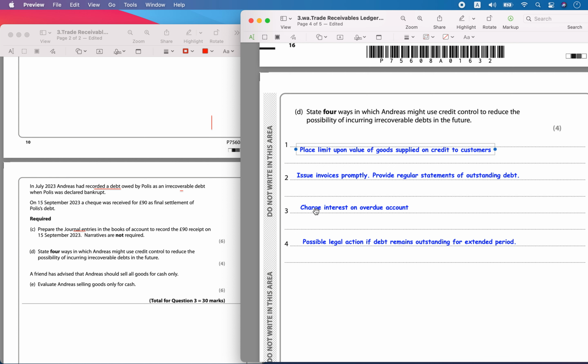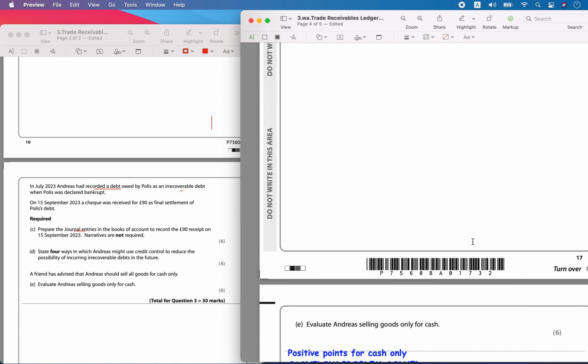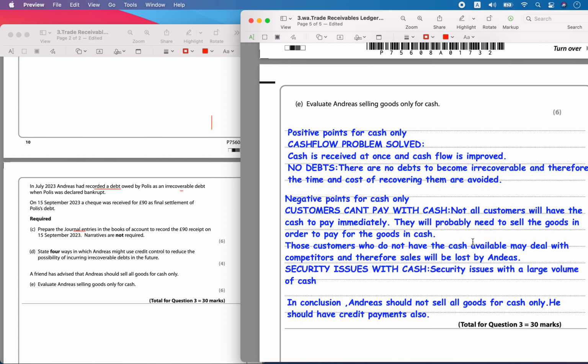Then you can charge interest on overdue accounts, and you can also threaten them with legal action if the debt is going to remain outstanding for an extended period of time. So these are the credit control policies adopted by the business to reduce irrecoverable debt. Then evaluate Andreas selling goods for cash.